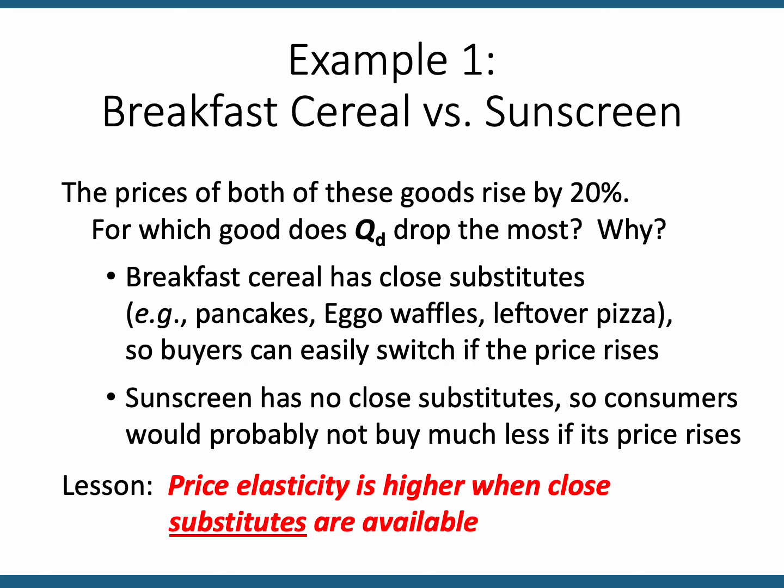So a characteristic of a product that could make it more or less elastic is, are there close substitutes available? If there are close substitutes available, the elasticity will be higher. If there are not close substitutes available, like with sunscreen, the price elasticity will be lower, or it will have inelastic demand even. All right, let me give you another example.